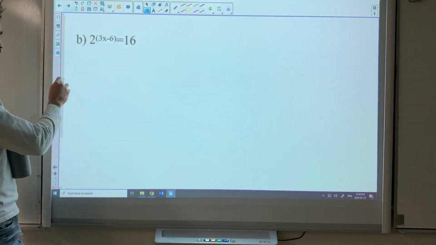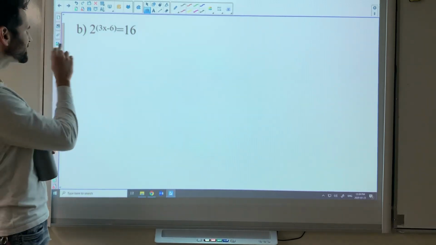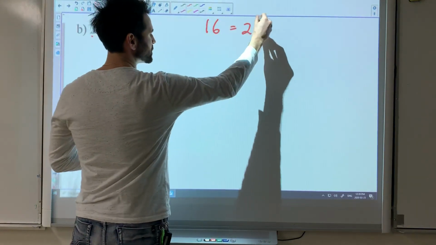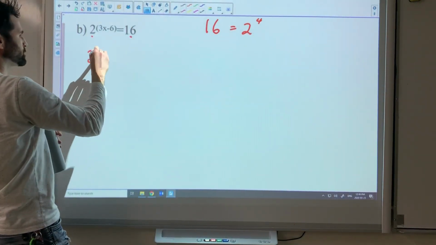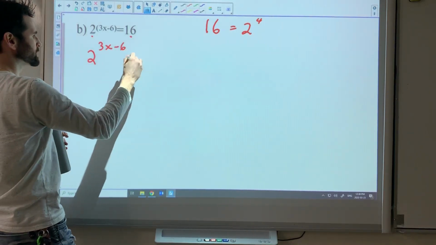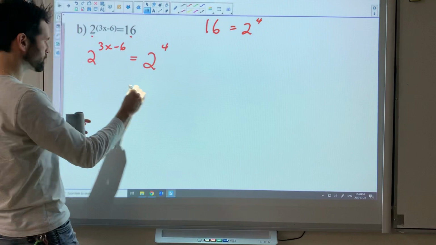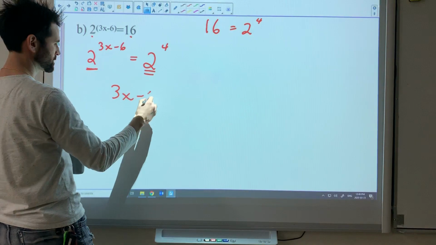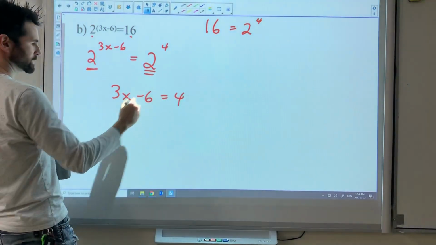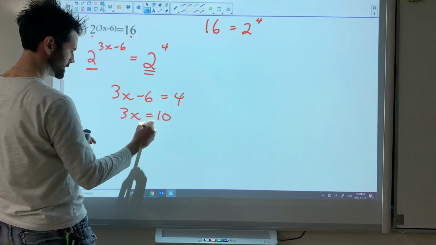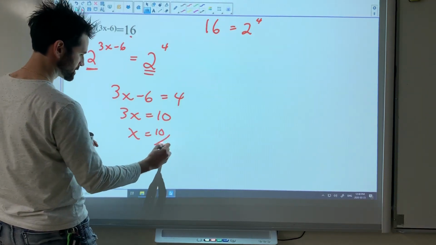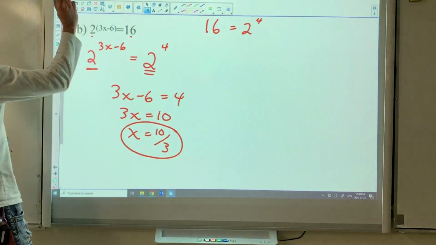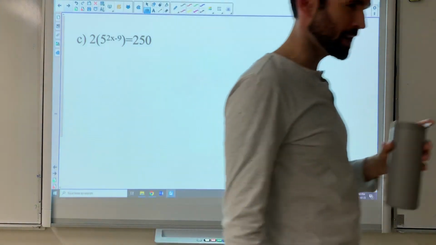Let's try another one. So here, let's see, not the same base, but 16 can be rewritten as 2 to the power of 4. So now I can write 2 raised to the 3x minus 6 equals 16, which is 2 to the 4. Okay? Same base, I can equate the exponents. All right, add 6 to both sides. So you get 10, divide by 3. So when x is 10 over 3, those two things are equal. Fascinating.